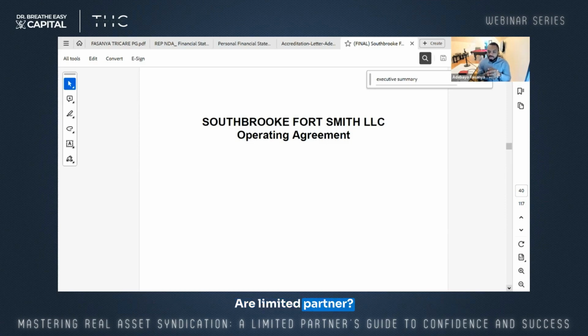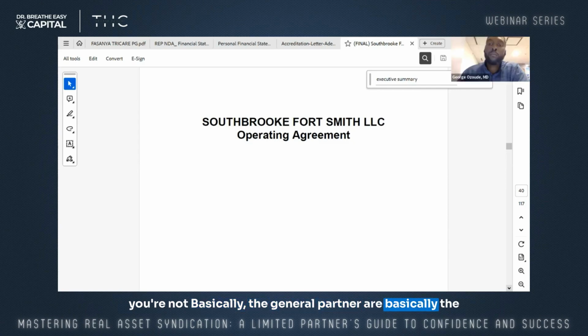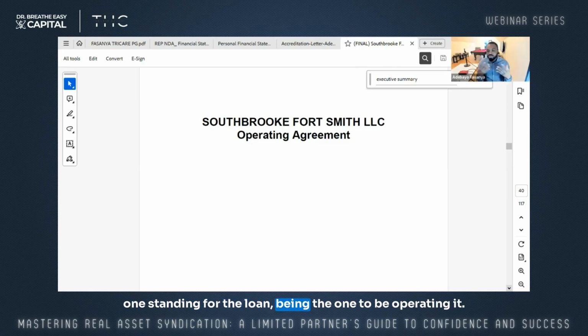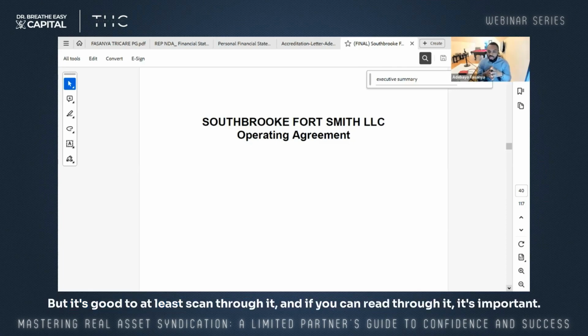Are you a limited partner? Are you a general partner? What's your liability, right? Normally it shouldn't be any problem. If you're a limited partner, you should be able to find out that you're not the one standing for the loan or operating it, which is the general partner. But it's good to at least scan through it, and if you can read through it, it's really important.